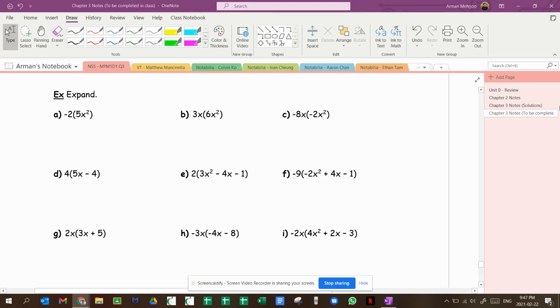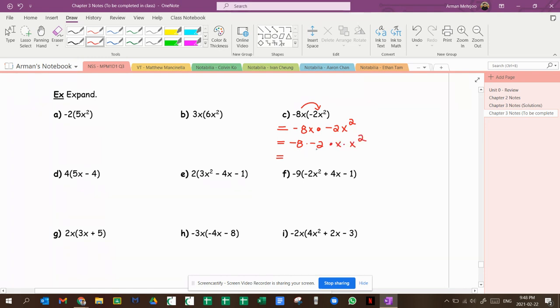Okay, so let's go ahead and wrap up these problems. So for C, we said we can distribute the negative 8x to the negative 2x squared. So we'll get negative 8x times negative 2x squared. I can change the order of how these things are multiplying, and I can multiply negative 8 by negative 2 and x by x squared.